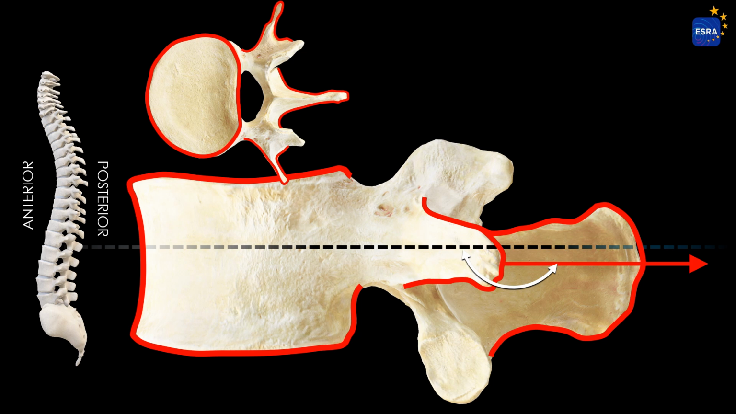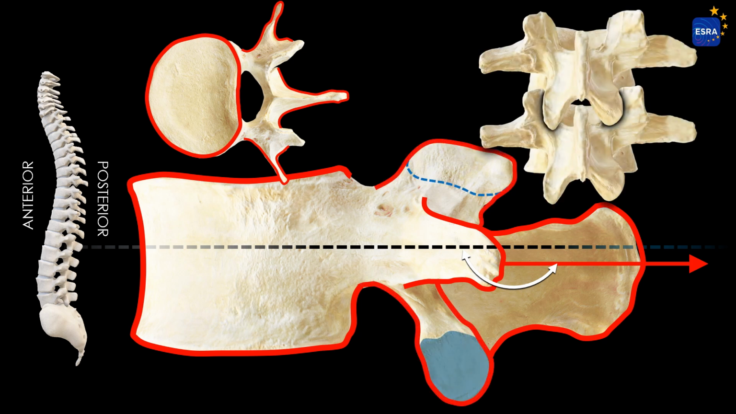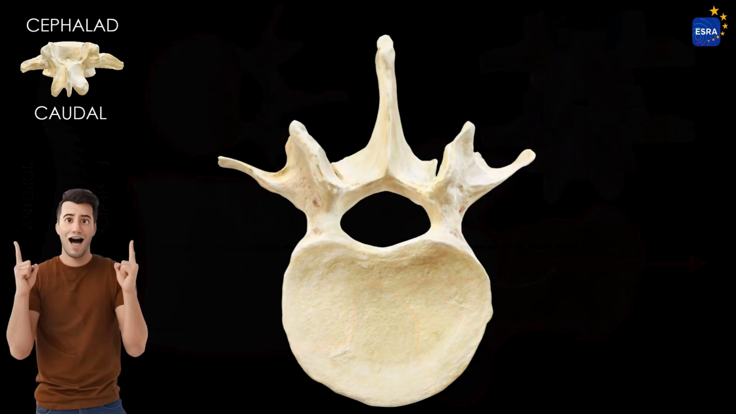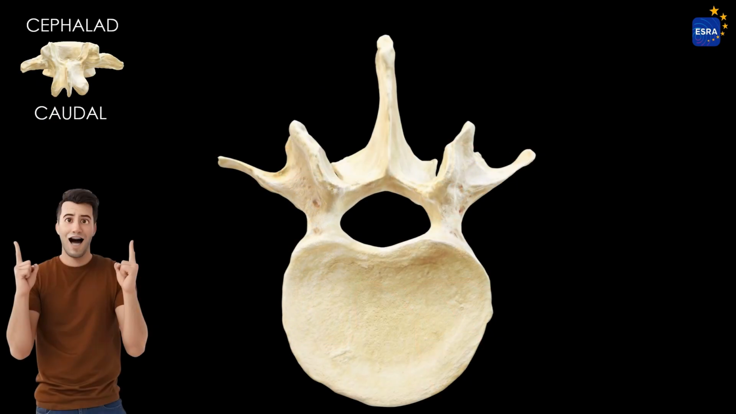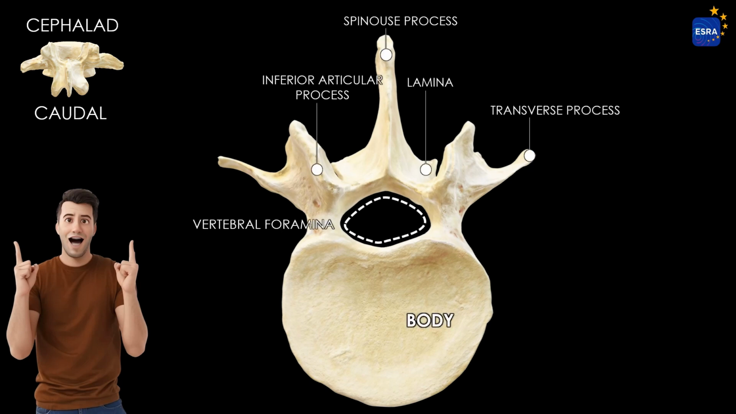At the lumbar level, the facet joint line is predominantly oriented in the sagittal plane. The superior articular facets are directed medially and posteriorly. The inferior articular facets are oriented laterally and anteriorly. When observing a lumbar vertebra from its inferior aspect, we can identify the vertebral body, pedicles, spinal canal, transverse processes, inferior articular processes, laminae, and spinous process.